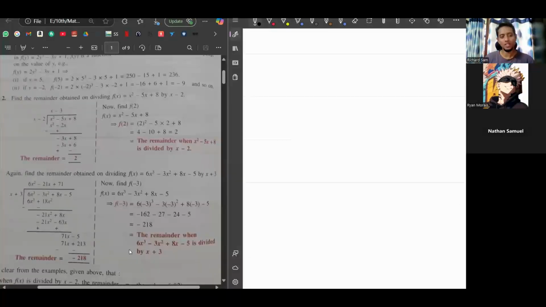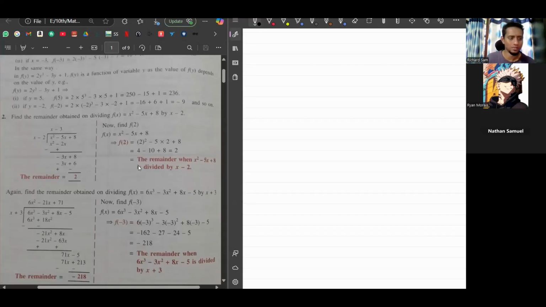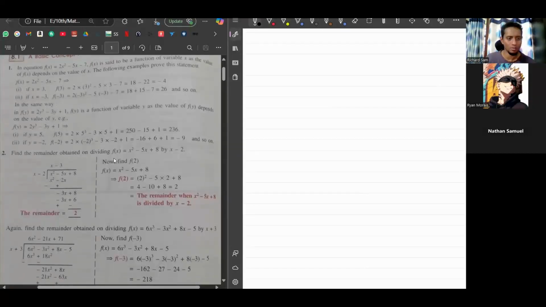Now, for example, suppose you have a polynomial with the maximum power of 3. Like this: 6x cubed minus 3x squared plus 8x minus 5. This is a polynomial. Poly means more than 3. So here, how many terms are there? There are 4 terms, and the maximum power is 3. So it's a polynomial with maximum power 3.